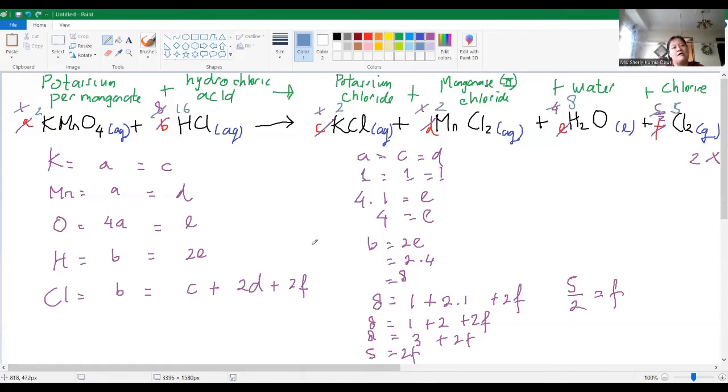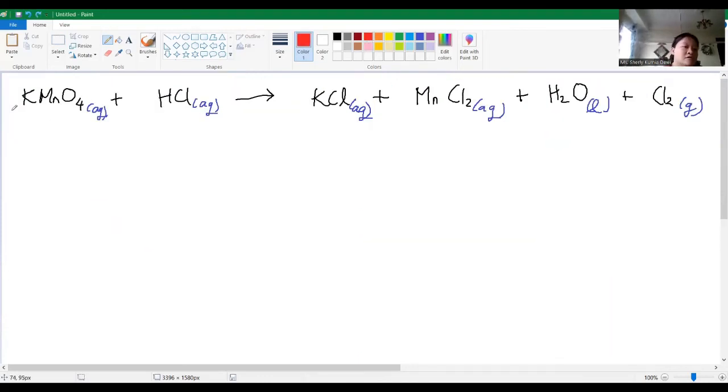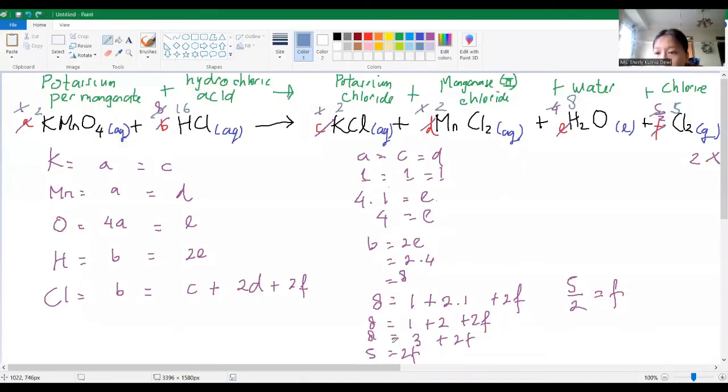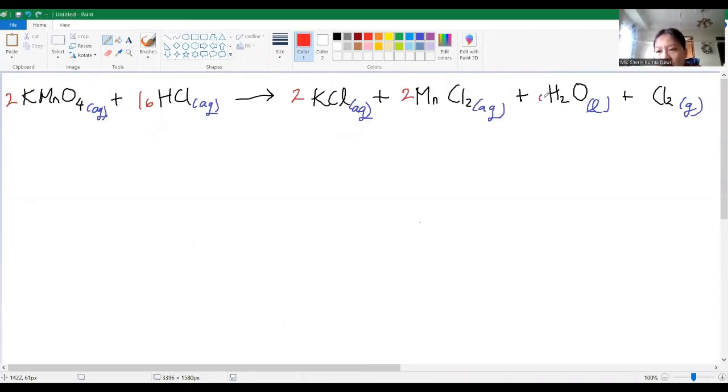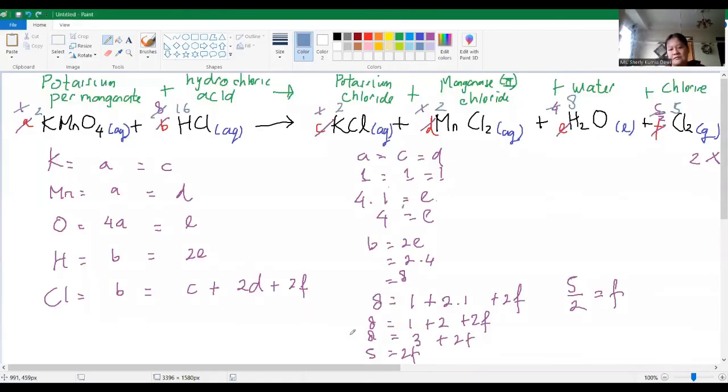Okay, we have already got the question and the answer. I will repeat it on the other page here. 2, 16, 2, 2, 8, and 5. This is the final equation from this algebraic method. Here, you can follow this step by step.